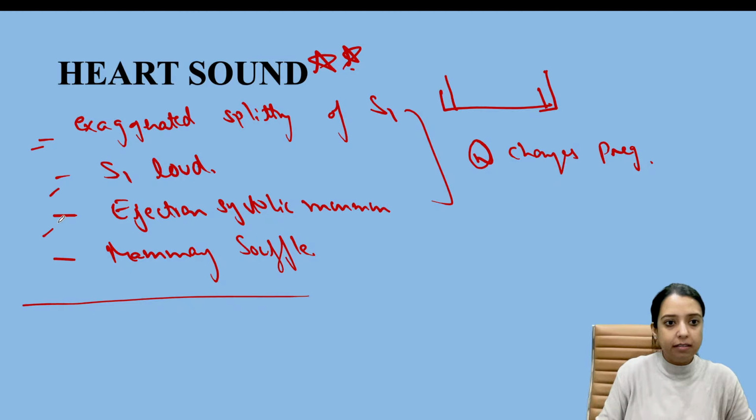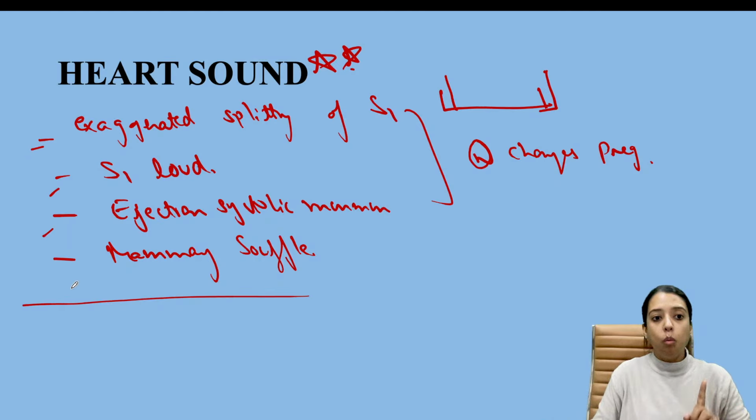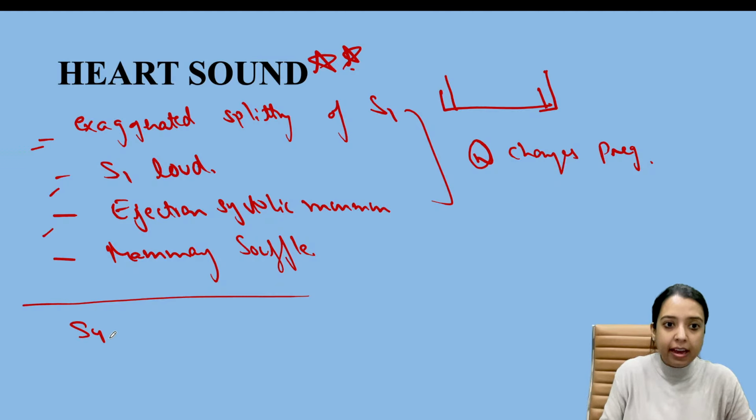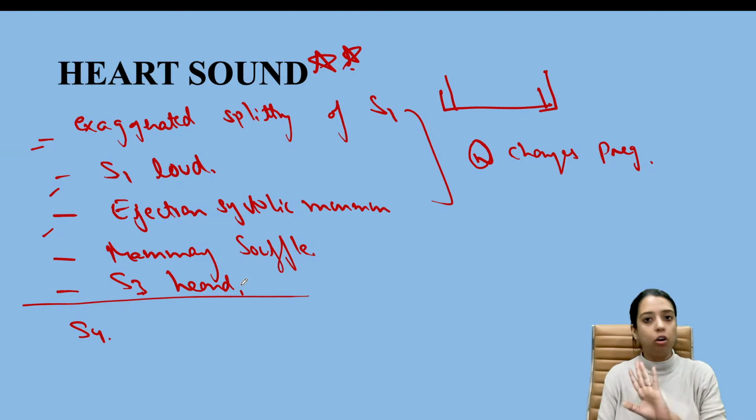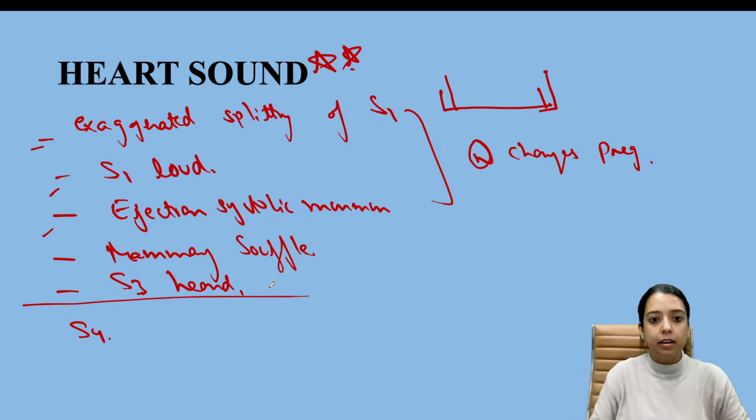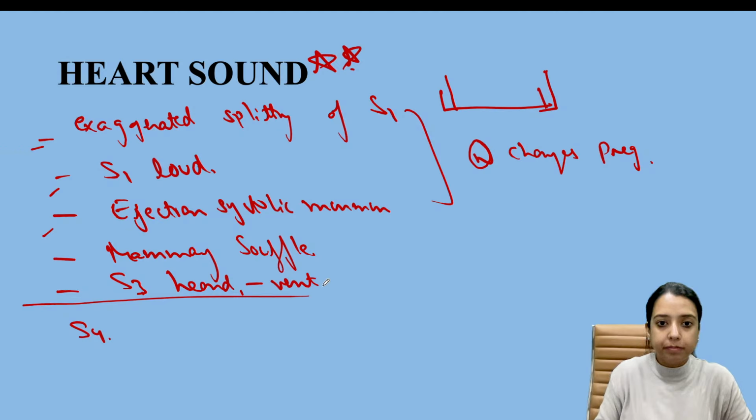If you find these, perfectly normal. What is not normal in pregnancy? Yes, you can hear S3. S3 is normally not auscultated. You can't hear it. But in pregnancy, you can hear S3. S3 is a ventricular gallop. When the ventricle is open and filling, you hear a gallop-like sound. So that is heard in pregnancy.